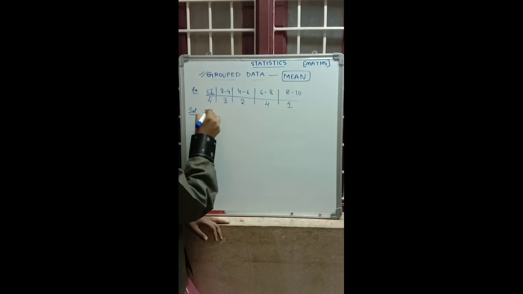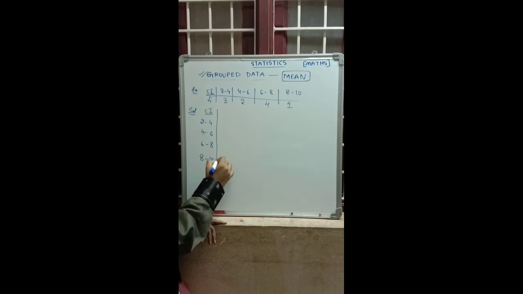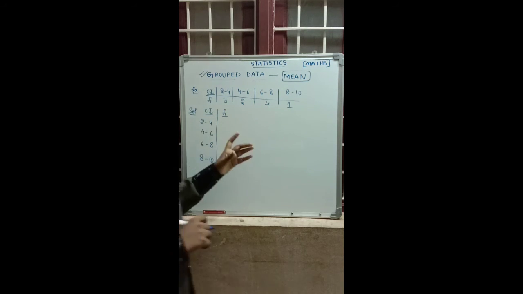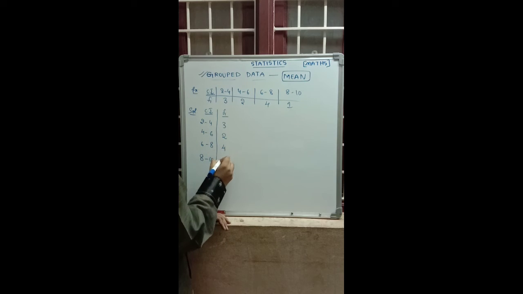First, class intervals 2 to 4, 4 to 6, 6 to 8 and 8 to 10. These are the given class intervals. Next, the frequency we have to write. They are given horizontally, we have to write them vertically: 3, 2, 4, 1.